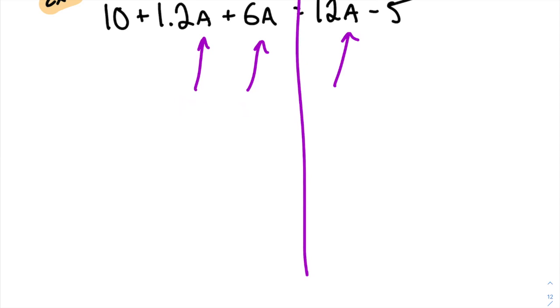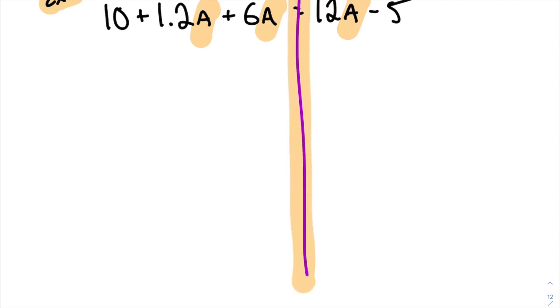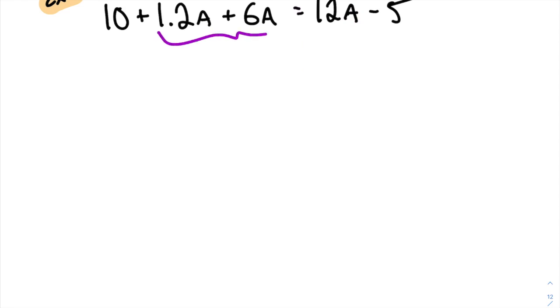So when you do the same thing, drawing little arrows or identifying, I've seen students do this where they highlight the variables. And then if you bring a line down the middle and you see more than one highlight on one side or the other, those need to be combined before you can solve the problem. So let's do that. Let's combine these two values. 1.2 and 6 makes 7.2a is 12a minus 5.